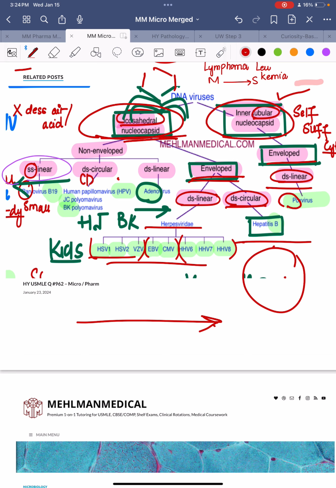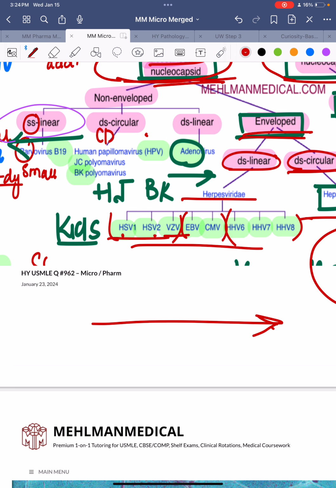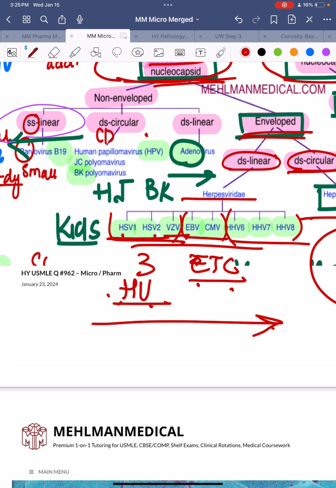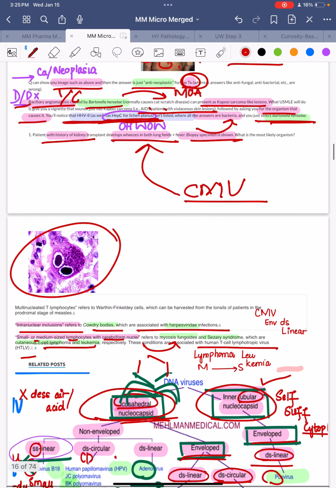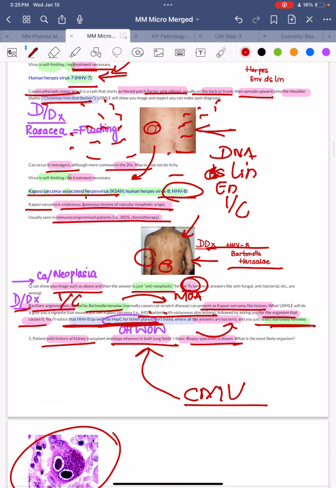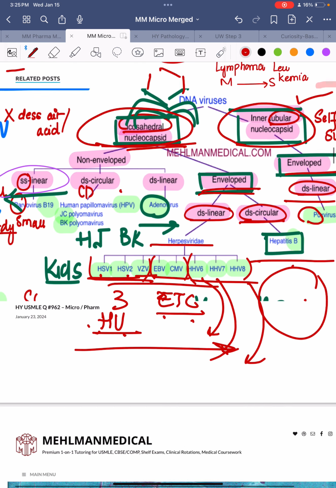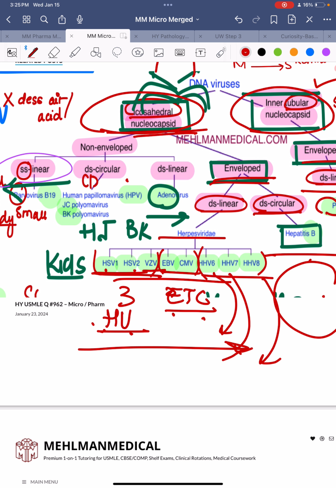In that, of course, we divide it further: HSV1 and 2, VZV, which are the first three. Then we have EBV and CMV. And then, of course, HHV6, causing roseola infantum, exanthem subitum, sixth disease, then HHV7, which was causing pityriasis rosea, and HHV8, the Kaposi sarcoma-associated virus. Now you know the Herpesviridae: they are double-stranded linear, enveloped, with an icosahedral nucleocapsid.